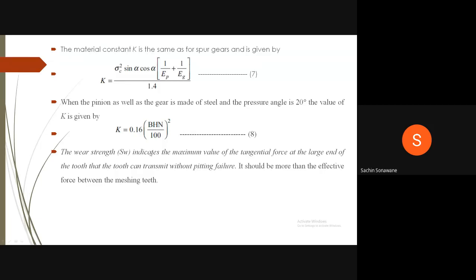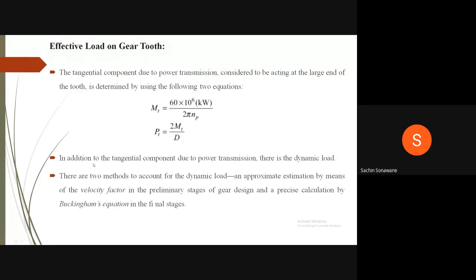The wear strength Sw indicates the maximum value of the tangential force at the large end of the tooth that the tooth can transmit without pitting failure. It should be more than the effective force between the meshing teeth. Therefore, this is nothing but the value of K.